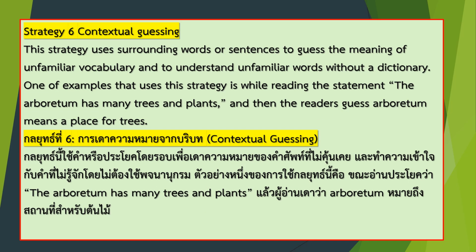Strategy 6. Contextual guessing. This strategy uses surrounding words or sentences to guess the meaning of unfamiliar vocabulary and to understand unfamiliar words without a dictionary. One of examples that uses this strategy is, while reading the statement, the arboretum has many trees and plants. And then the readers guess arboretum means a place for trees.